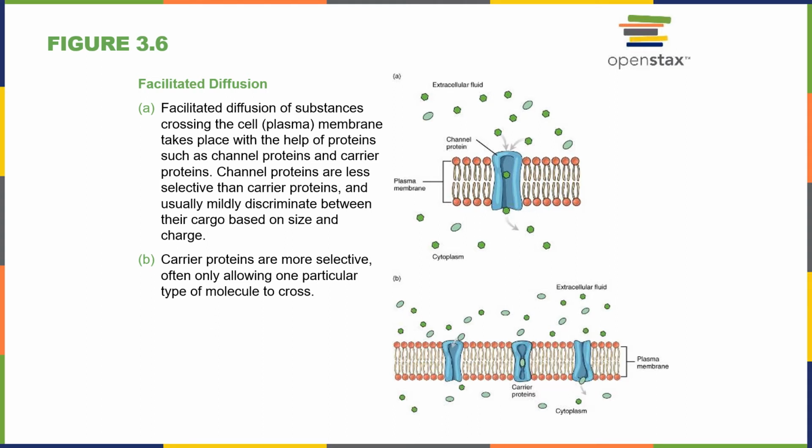We can also have facilitated diffusion. Facilitated diffusion is still passive. It does not require any energy, but we might be using a protein channel, right? We may be using a channel that allows those molecules to enter. Channel proteins are less selective than carrier proteins, but they still are going to be limited based on size and the charge of the molecule. Right? And diffusion is still the driving force. We're still going down the concentration gradient.